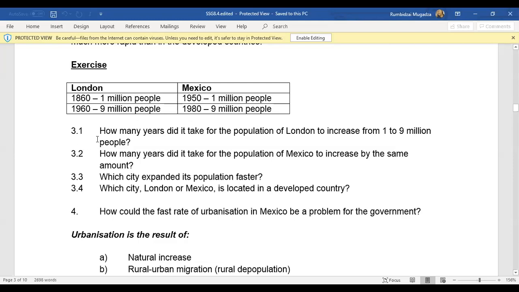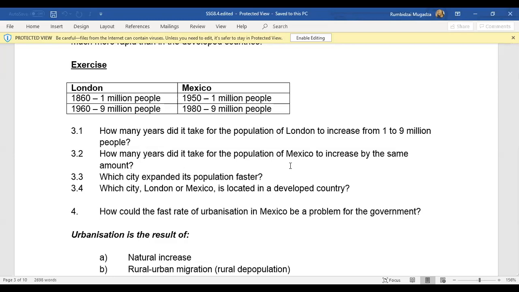3.1, how many years did it take for the population of London to increase from 1 to 9 million people? How many years? Look at the figures for London. 100 years. That's very good, thank you. 3.2, how many years did it take for the population of Mexico to increase by the same amount? Look at Mexico. Yes, 30 years.